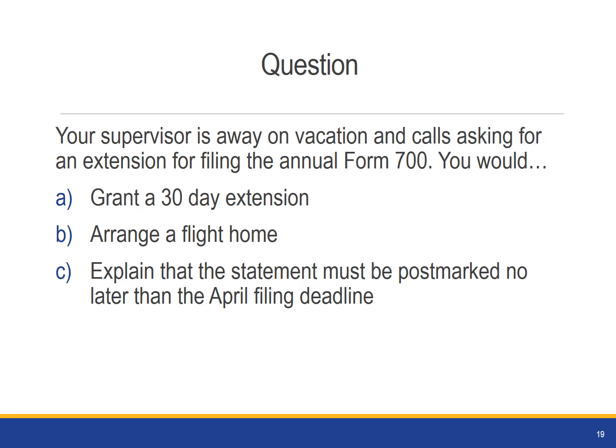Let's see if you can answer this question correctly. Your supervisor is away on vacation and calls asking for an extension for filing the annual Form 700. You would A. Grant a 30-day extension, B. Arrange a flight home, C. Explain that the statement must be postmarked no later than the April filing deadline.